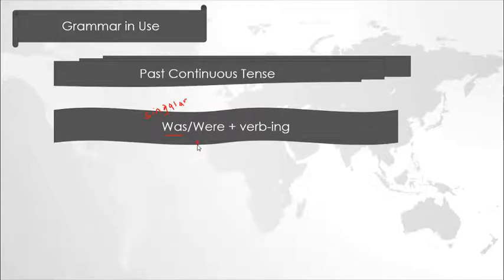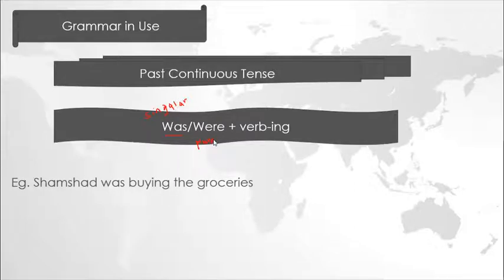So let's see what the first example is. The first example is Shamshad was buying the grocery. Was buying, because Shamshad is one person, it is singular, we have to use was with it, and this is the first component, right? And this is the second component. Buying is the second component. So this is a past continuous tense. Shamshad was buying the groceries.